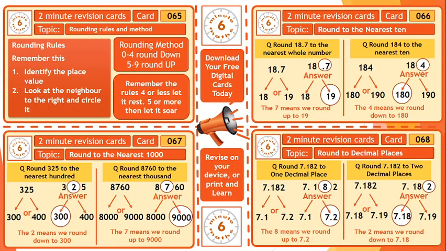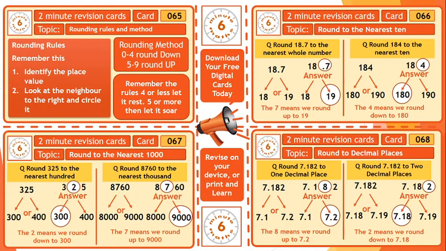Let's look at card 67. And the first question, round 325 to the nearest 100. So it can only be one of two answers, 300 or 400. They're the nearest 100 either side of 325. So we look at the next number. So after the 100 value, the next is the 25. So the 2 in the 25. And the 2 tells us we need to round it down. 0 to 4, round down. 5 to 9, round up. So our answer to 325 to the nearest 100 is 300.